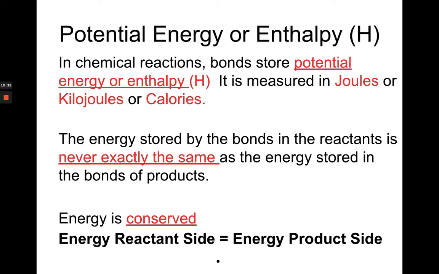It's measured not in temperature, but in something called joules or kilojoules or calories. A calorie is the English unit, joules and kilojoules is the metric unit. Just like inches is the English unit of length, and centimeters is the metric unit of length. Joules and kilojoules is the metric unit of measuring potential energy or enthalpy, and calories is the English unit.